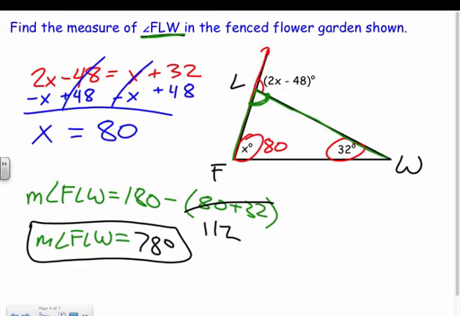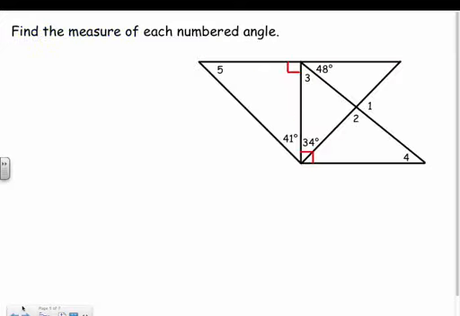Okay, so always go back and check. That's going to be the story throughout the year. You're going to solve for a variable, and you're probably going to plug it back in to find something else. So don't forget to do that.